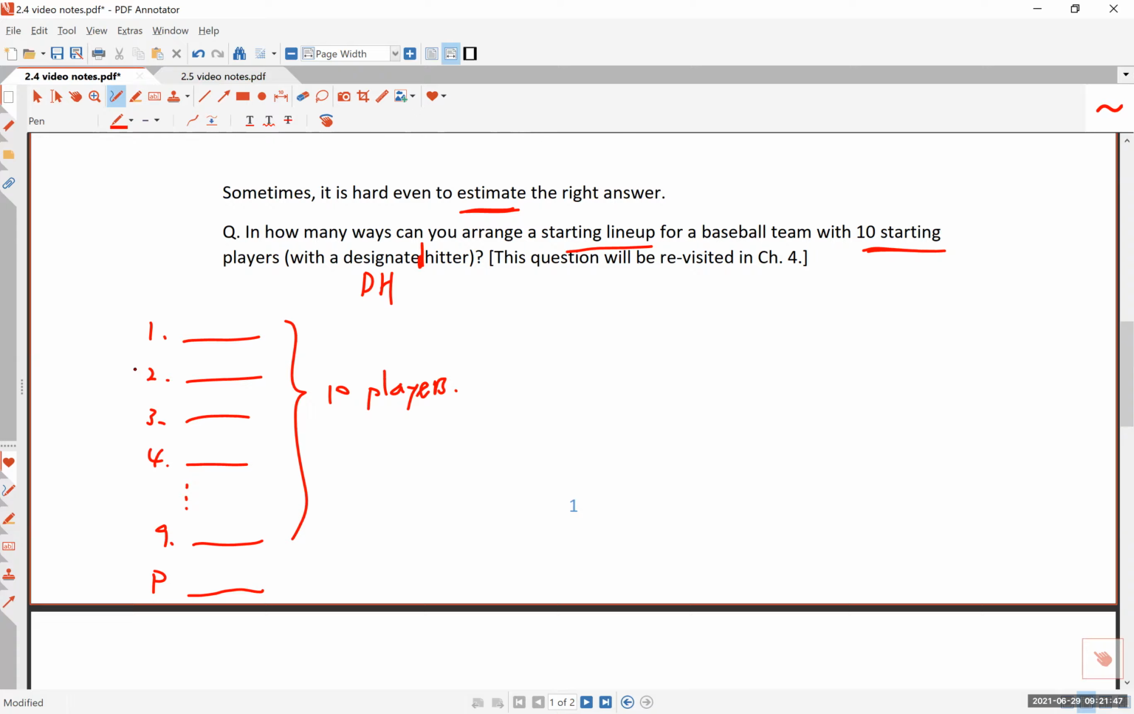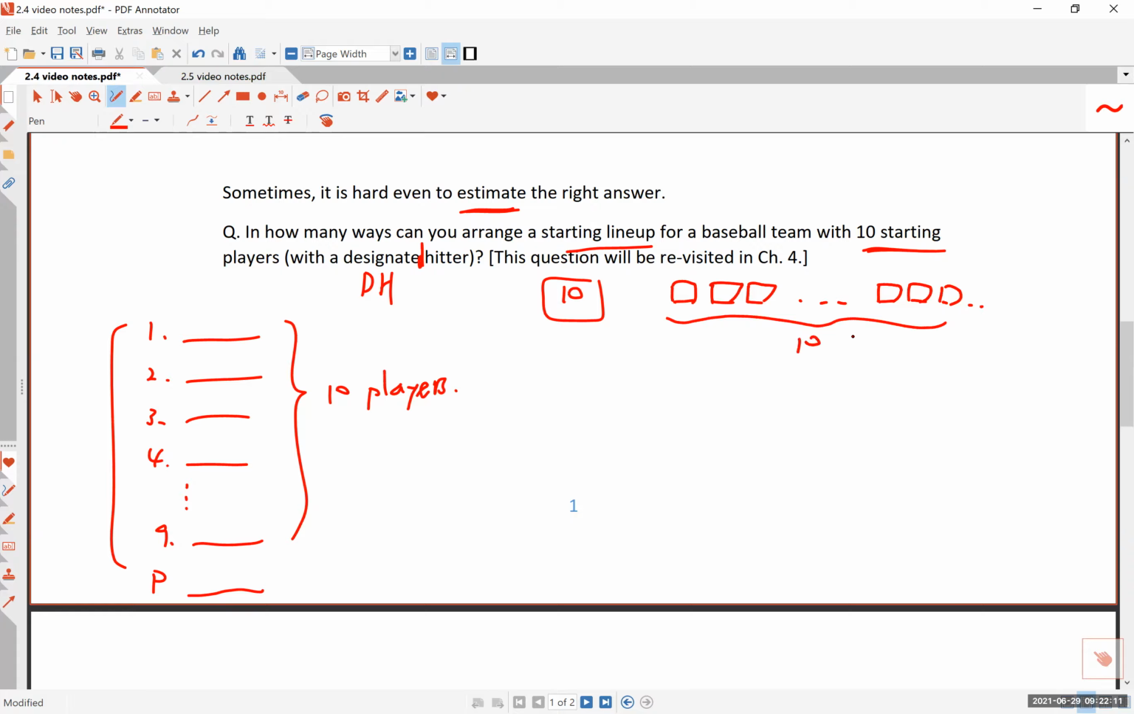So, 10 players. In how many ways can you line up these 10 people? Basically, the question is equivalent to the following. If you have 10 children and 10 seats, in how many ways can you seat them? In how many different ways can you arrange that?